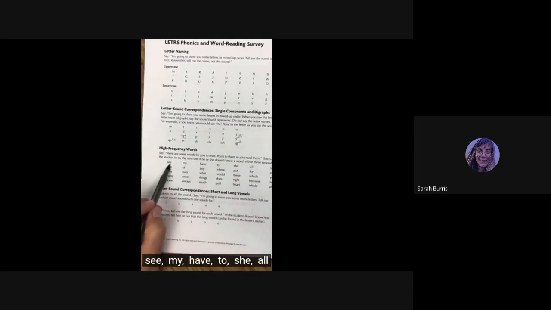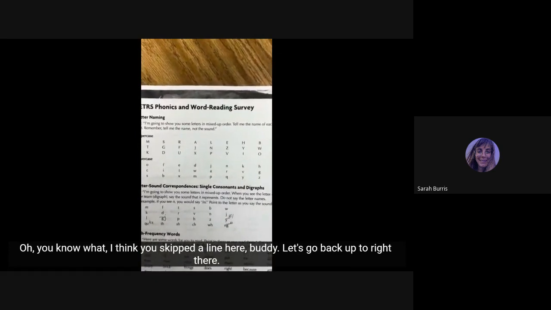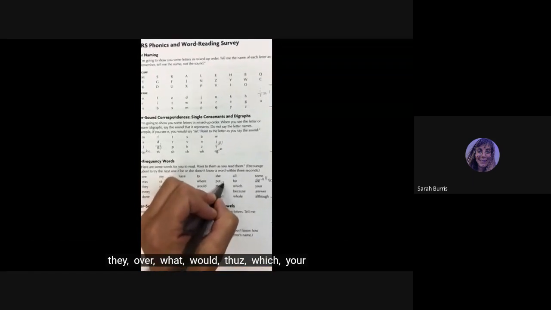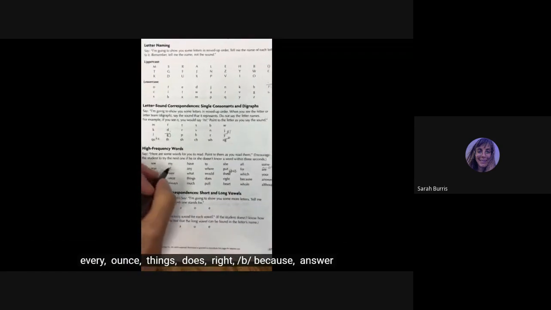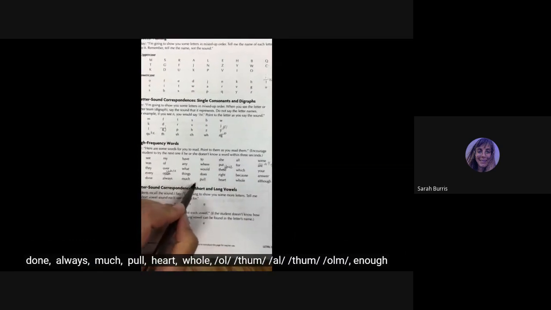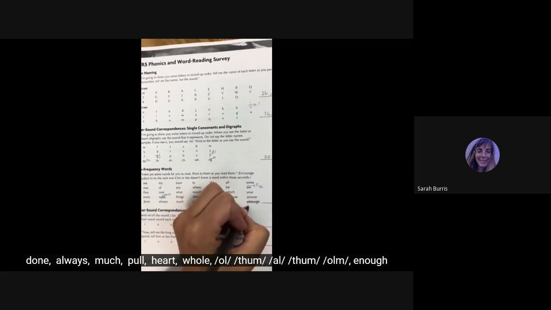All right. Now we're going to hop down and we're going to look at some words. Okay. Here are some words for you to read. Point to them as you read them. See my have to. She also was of anywhere put for our every ounce. Oh, you know what? I think you skipped a line here, buddy. Let's go back up to right there. They over what would thus which your every ounce things does right because answer done always much pull heart whole all enough.